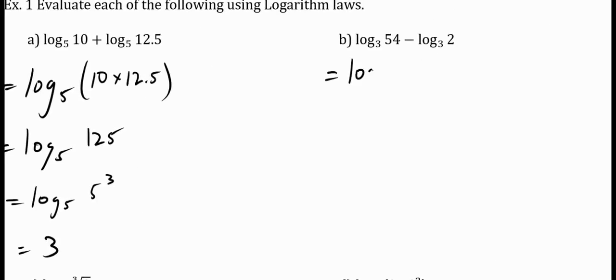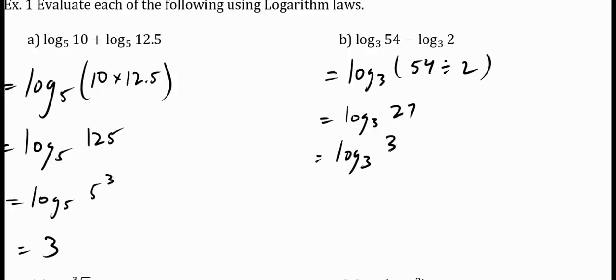Okay, so same thing. You can go ahead and do this one. What's the property when I'm subtracting? So it's 54 divided by 2. What's 54 divided by 2? 27. Log base 3 of 3 to the 3. So it's 3.